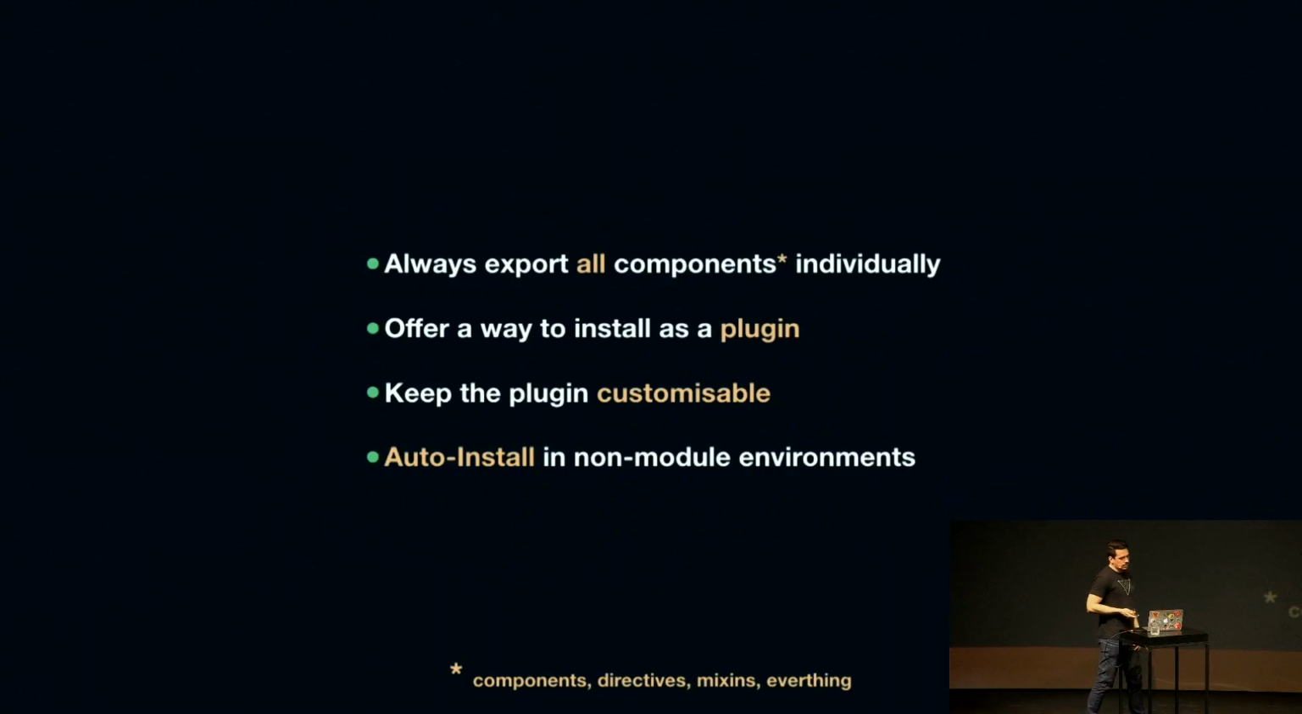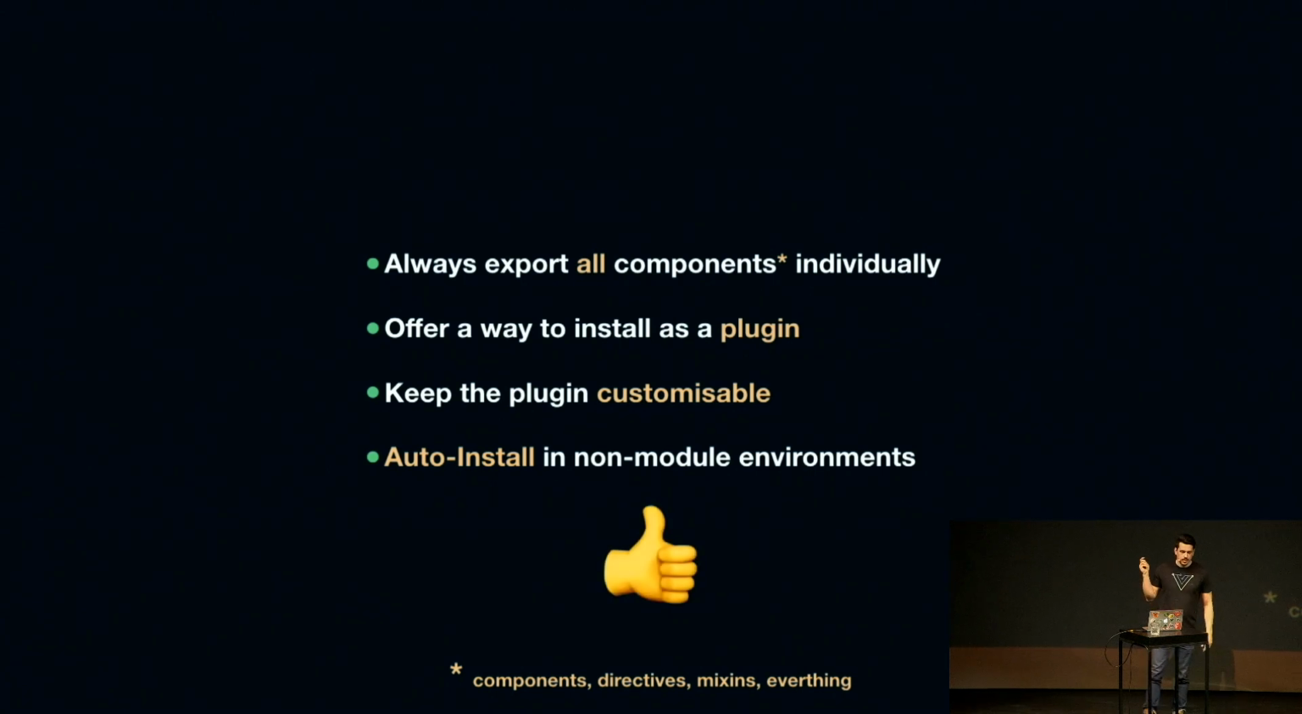Okay, so that's about it for this chapter, right? So what have we learned? We have learned that we should always export all components, and by components I mean a placeholder for directives, mixins, store modules, whatever your plugin is about to provide to the user. Always export all of these things individually as named exports to offer your user the best experience to customize what you're offering. But also offer them a way to install it as a plugin. Because, of course, we're developers, we're all lazy, right? So if it just does what you want it to out of the box, then it should be as easy as possible. And, of course, keep the plugin customizable so that you don't force the user to follow a specific pattern, a specific naming convention, whatever, and auto-install it for use in non-module environments.